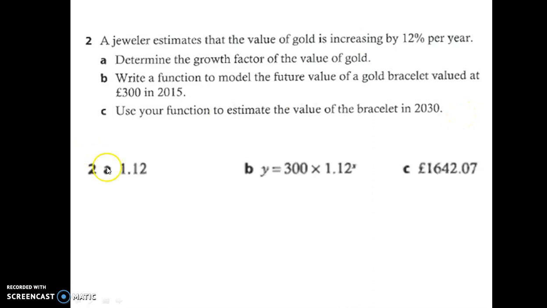So our growth factor is 1.12. It's 1 plus r, 1 plus that, which is 0.12. Our function is this function, our initial amount, times the growth factor to the x power. And then when you look at 2030, that's 15 years from here. So 15 was put in here, and that gives you this value of the gold bracelet in the future.